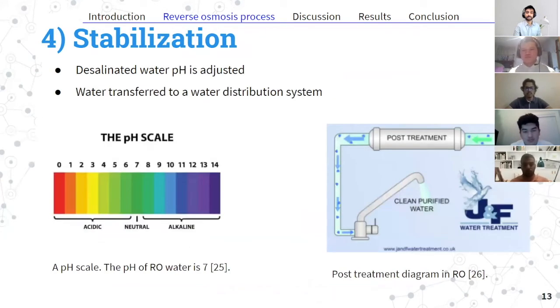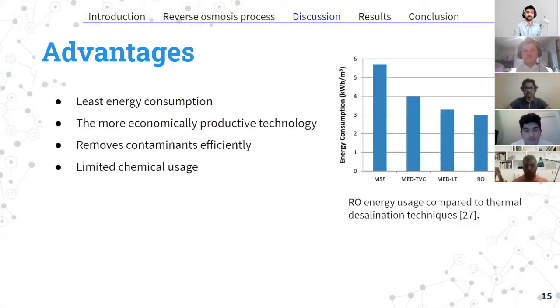And lastly, in stabilization, the desalinated water is once again treated to adjust the pH before being transferred to a water distribution system. Reverse osmosis has many advantages over thermal desalination. It uses the least amount of energy, making it the more economically productive technology, and it is very efficient at removing inorganic and organic matter while using the least amount of chemicals.